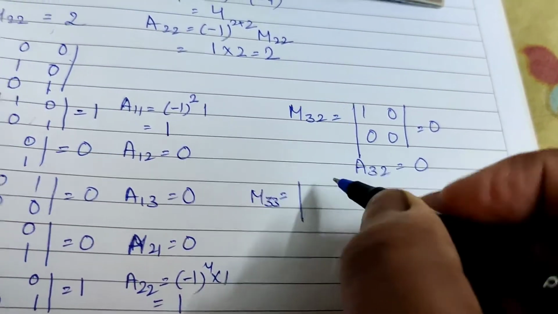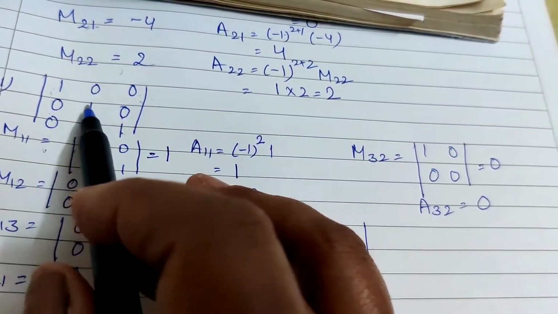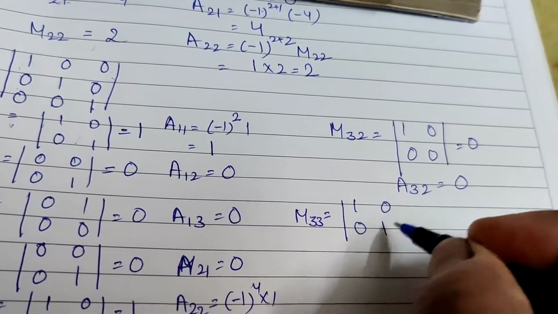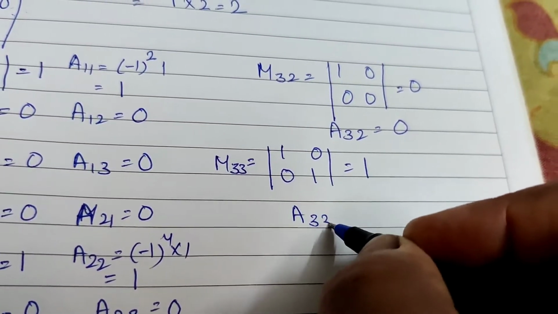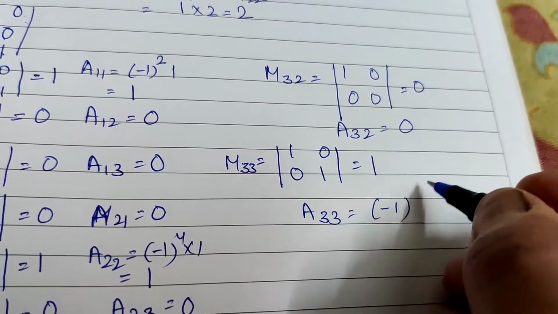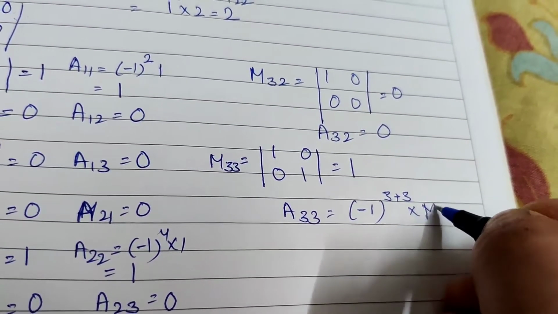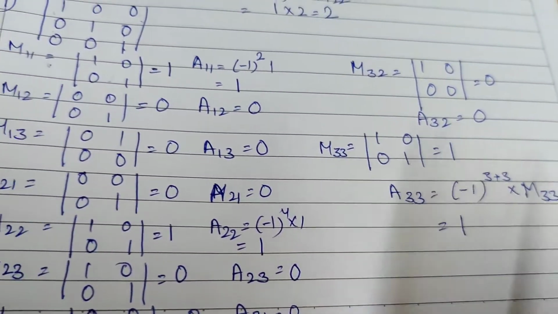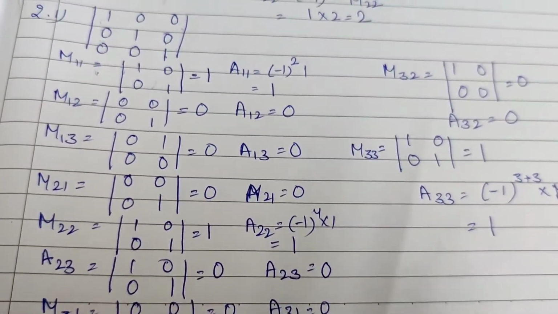Now M33. Third row, third column. It means 1 0 0 1. Just eliminate third row, third column. It is 1. Now the cofactor A33 is minus 1 raised to power 3 plus 3, 6, into 1. M33 is 1. Answer is 1. These are the cofactors and minors. Now the second one.